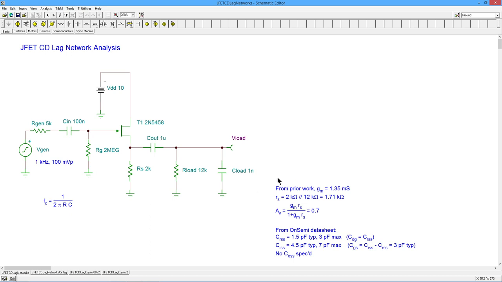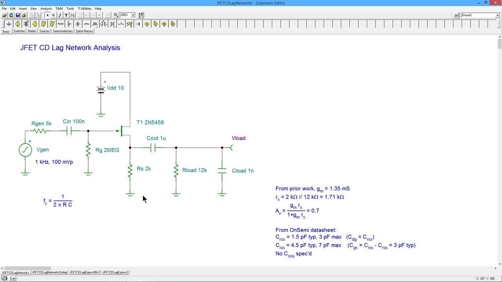So what we found in the past was a GM, a transconductance, of about 1.35 millisiemens. In this particular case, we know we're going to need the AC source resistance over here, these two in parallel, RS and our load, 1.71K. And you can find the gain from that. The midband gain would be GMRS over 1 plus GMRS. So plug in your values, you'll get about 0.7, which is around minus 3 dB.